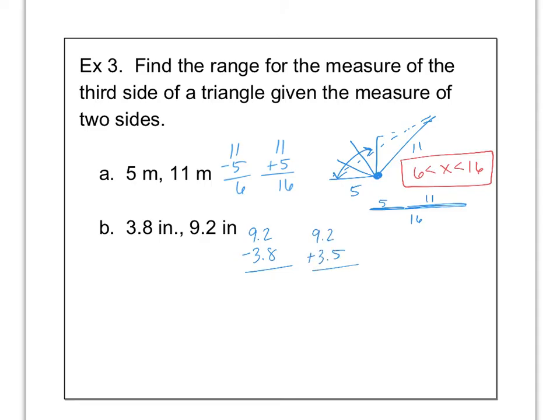So when you subtract them, I think you get 5.4. When you add them, you get 13. So now think about the range for the third side. It has to be greater than 5.4 and less than 13. It has to be between those two numbers.